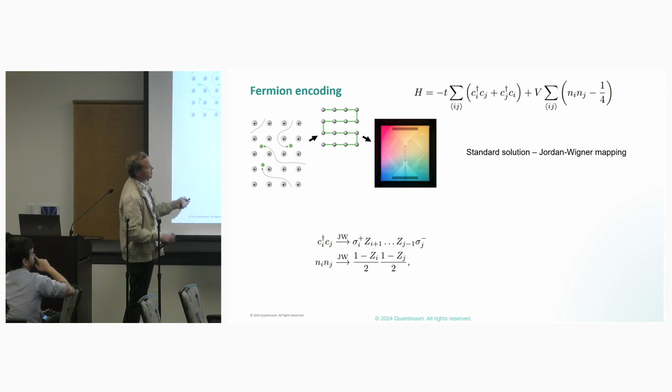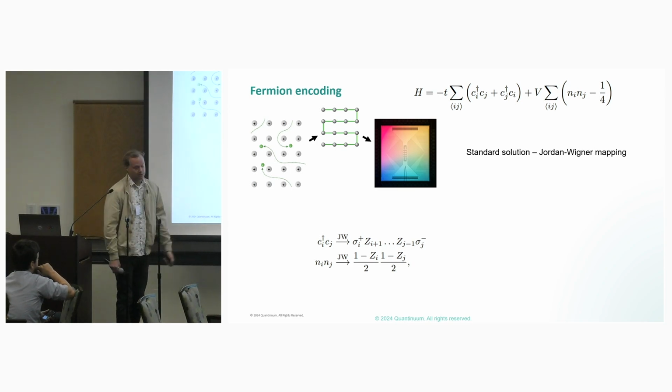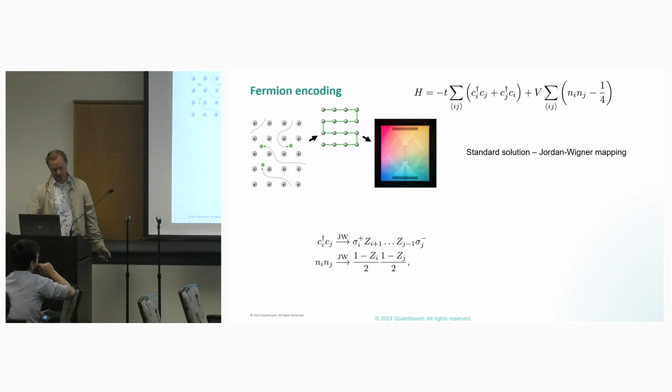And the standard solution to doing this, you first have to map these qubits to these fermions. And when you do that, you get these really high weight operators. So a really low weight operator for a fermion turns into this really long string of spin operators. Now this term turns out to be pretty easy, but this one's pretty ugly. And that really hampers these types of simulations.